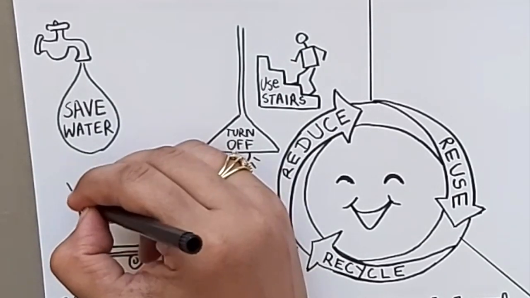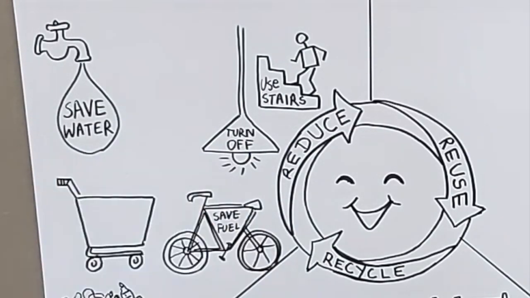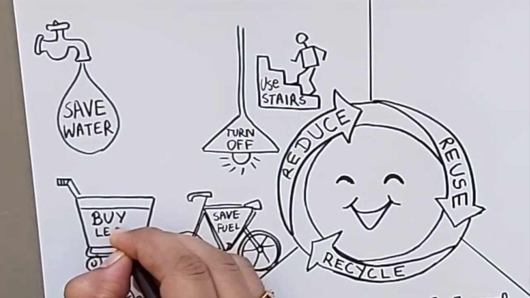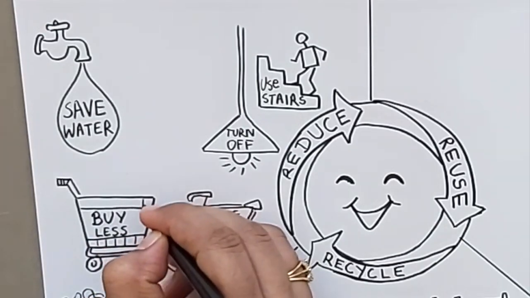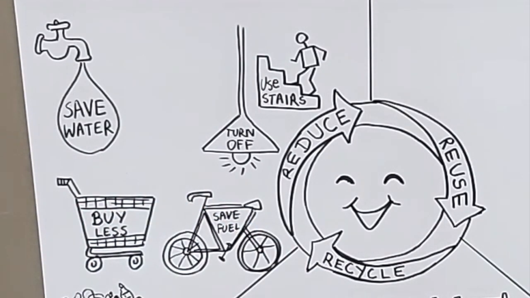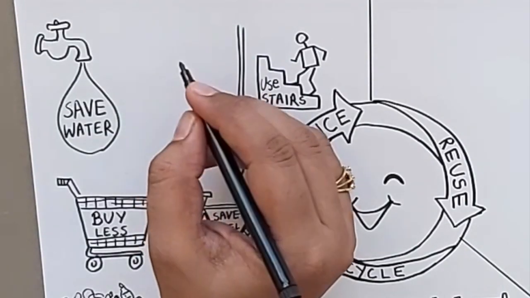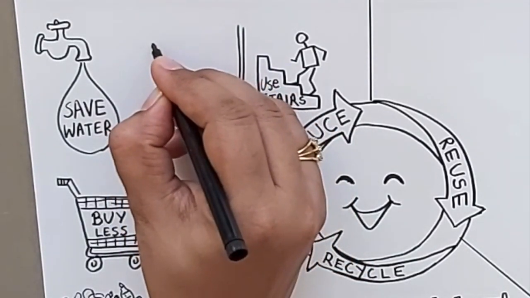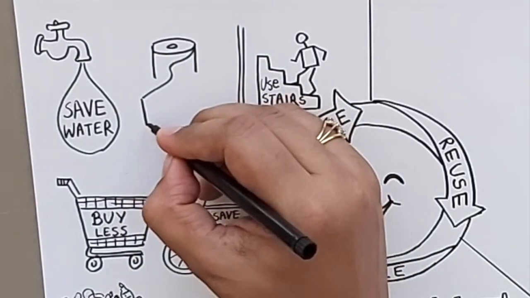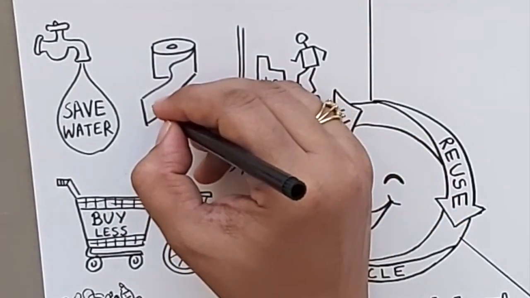Then we must buy less. We go for shopping and we keep buying stuff. Often we buy what we don't even need. We buy it just because it's on sale. So we have to buy less to make sure to have only as much as we need and there is nothing wasted. Further, we can save paper.